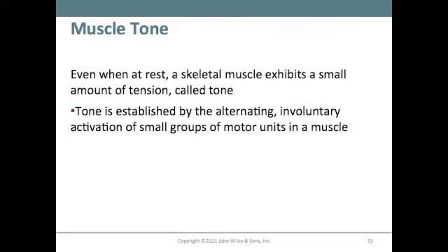Muscle tone. Let's talk about muscle tone for a minute. This is on page 330. Even at rest, skeletal muscle exhibits a small amount of tension called tone. Tone is established by alternating involuntary activation of small groups of motor units in a muscle.